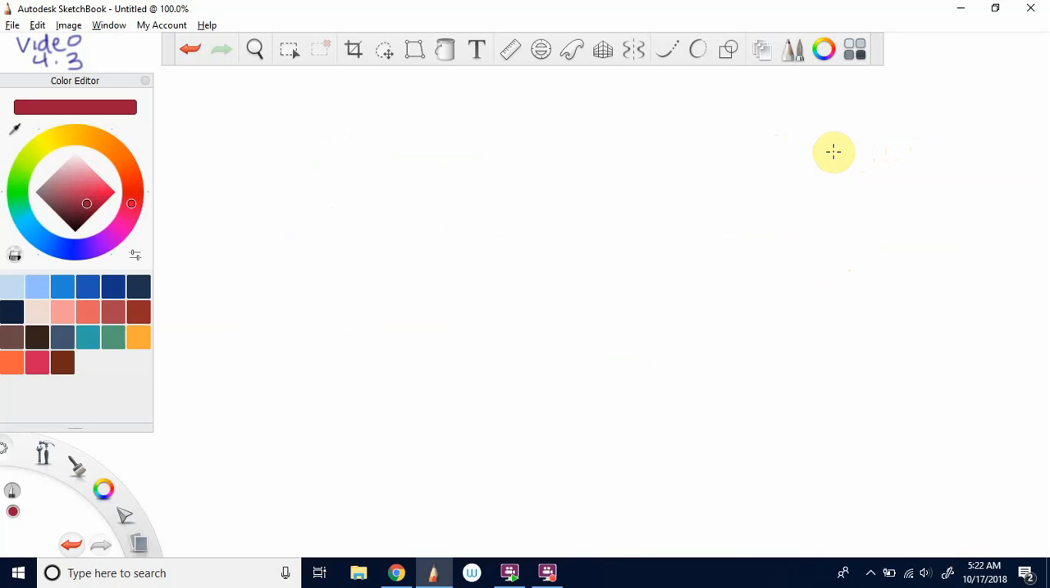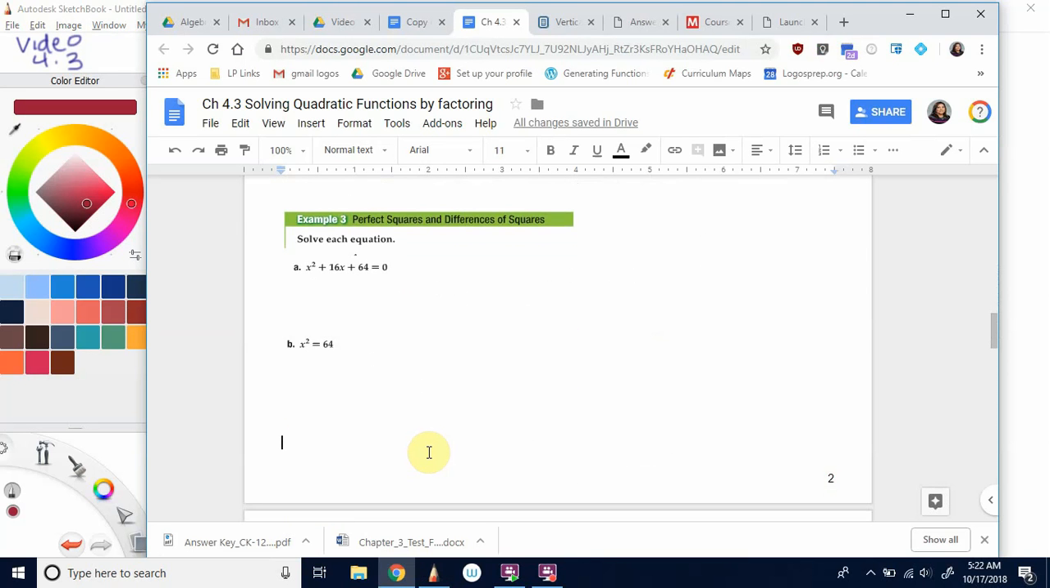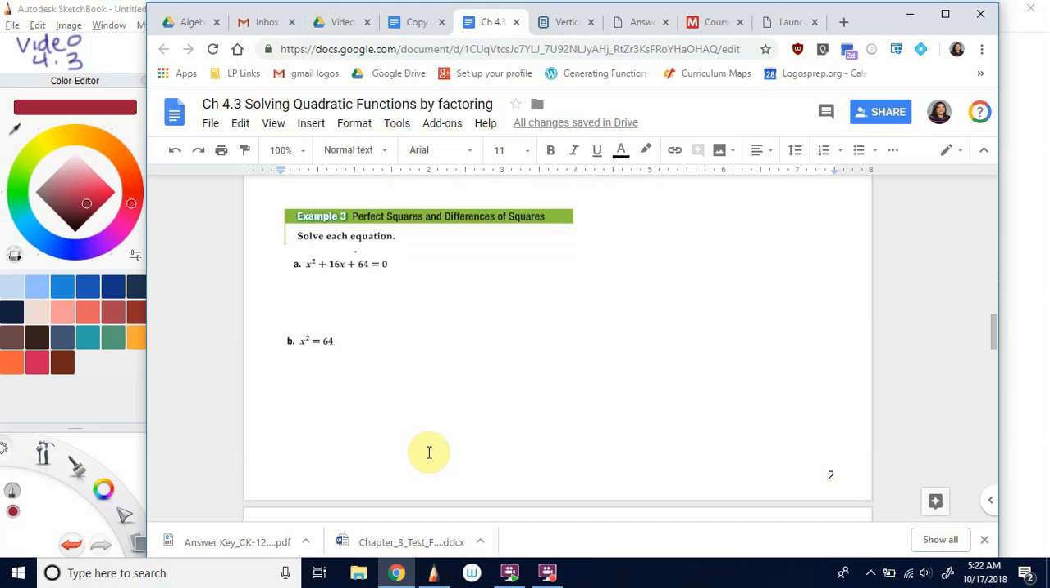Now let's look at some special cases. So we have a perfect square, what's called a perfect square trinomial, and differences of squares. Here we're going to be on example 3. Now, I don't know why the guided practices don't really go along with this, but we're just going to go with it. So again, let's look first to see, do they have GCFs? No, they don't. You can't factor out a GCF. We'll come back to this one.